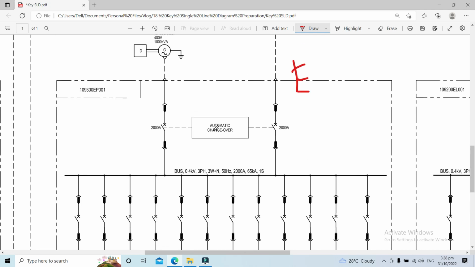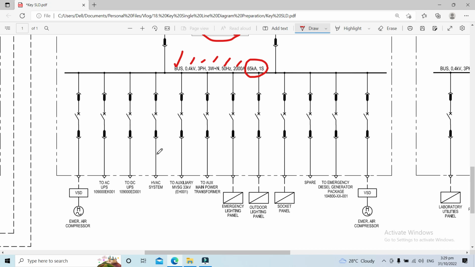If you see from here, it's also a double radial system. Our incomer here is rated 2000 ampere, and the concept is also automatic changeover. In this case, we don't have a bus coupler on our emergency LV switchgear, so we mention only the bus, rated 400 volts, 3-phase, 3-wire plus neutral, frequency 50 Hz, 2000 ampere, and rated 65 kiloamperes for 1 second.